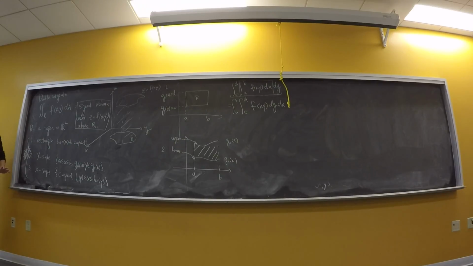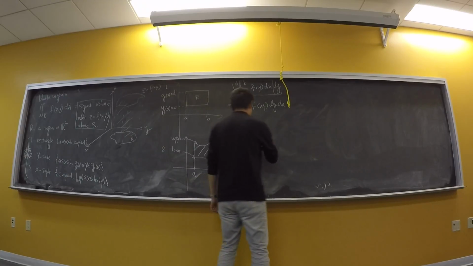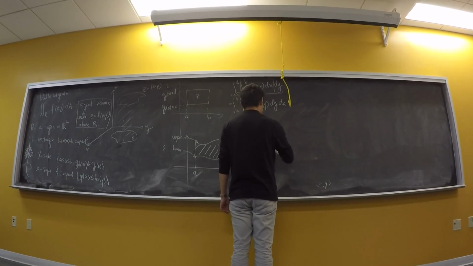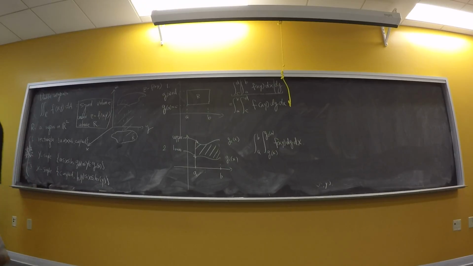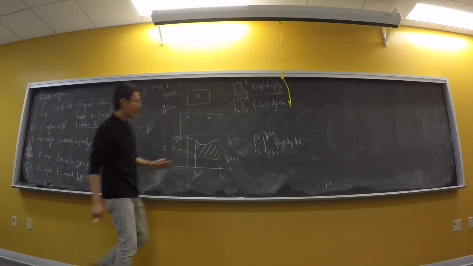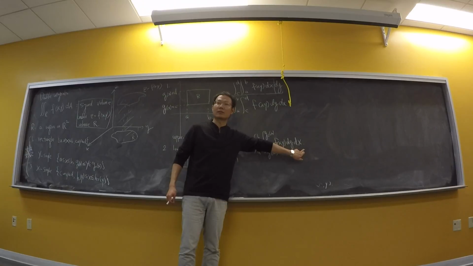Okay, so this is the first step. You have to be able to identify a region as a y simple region. You need 2 numbers for x, 2 functions for y, and then I can write down the double integral with respect to y first. As long as you identify a region as a y simple region, you need to write down your double integral in this particular form. Y has to go inside, x has to go outside.